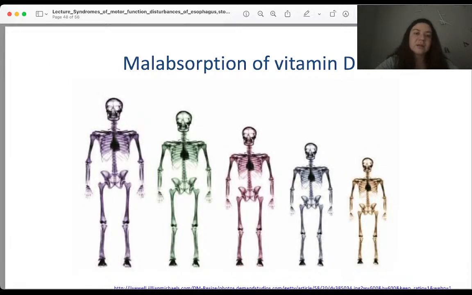Here you see a result of malabsorption of vitamin D. Depending on what age it manifests, it can lead to osteopenia, for example, in adults, to growth deficit in children.